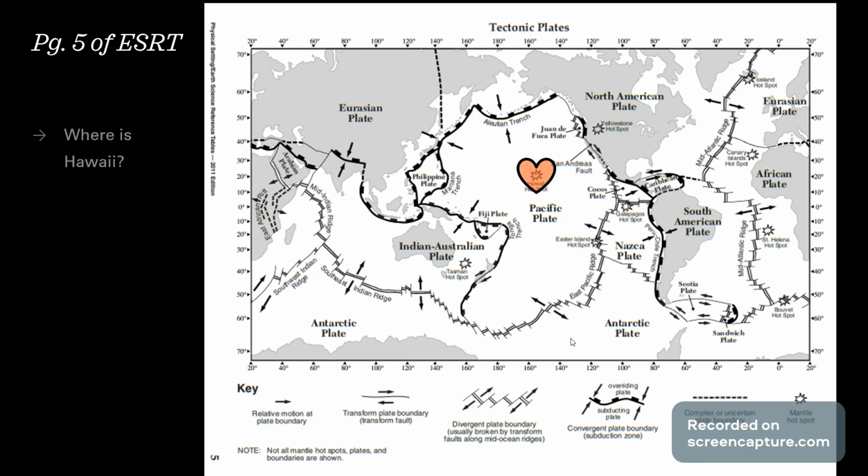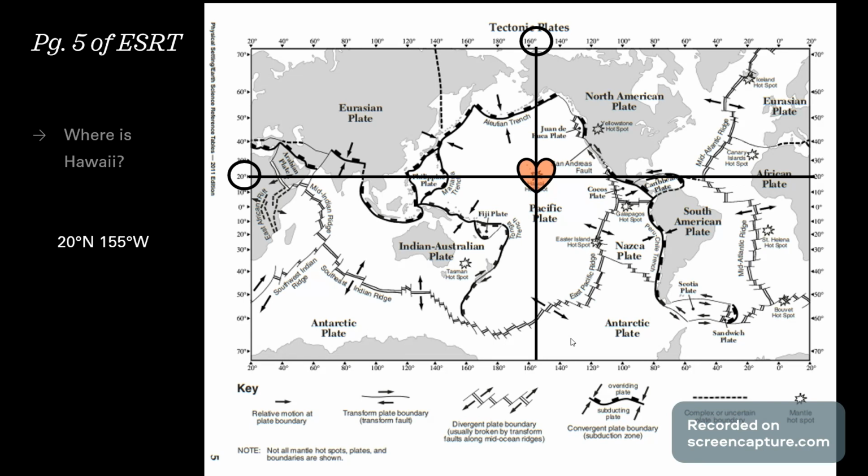So here's Hawaii in our beautiful little heart. And if I take two lines, here's going to be my latitude line, here's going to be my longitude line. I'm sitting on 20 degrees north latitude and close to the 160 degrees longitude. So I'm going to call that 155 degrees west. So in general, Hawaii sits at about 20 degrees north, 155 degrees west. If you need a refresher on latitude and longitude, please check out my previous video.